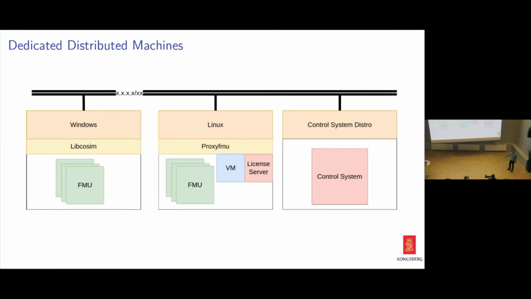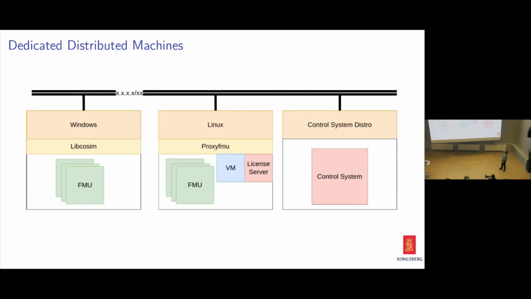It runs some FMUs that support Windows. That's it. Have another machine running Linux, runs proxy FMU, so it can talk to the master algorithm. It runs a license server as well, so FMUs, regardless of where they are, can contact the license server, and the license server can say, okay, you are permitted to run. And the FMU can say, thank you, license server.